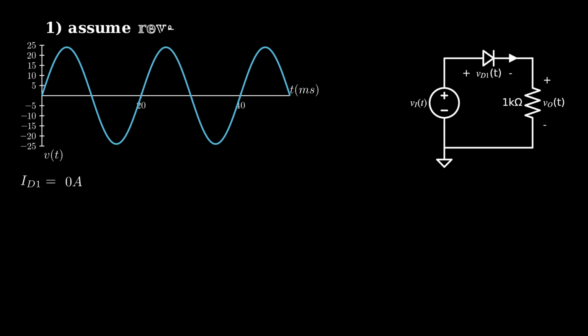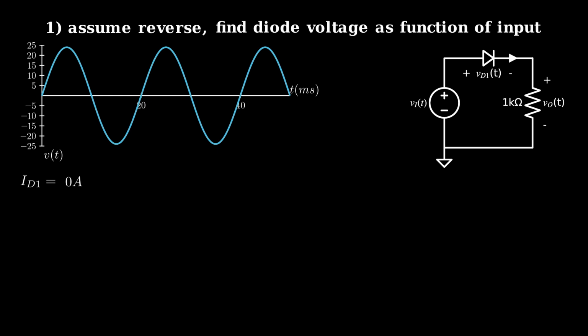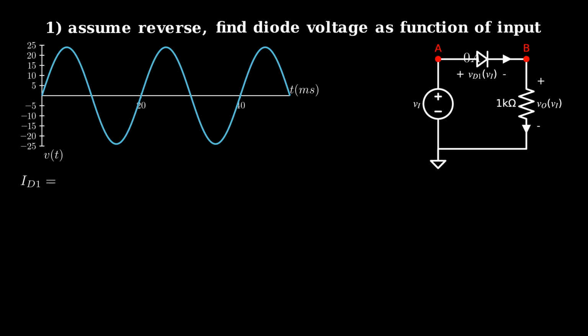First, we will assume the diode is in the reverse region, and find an expression for the diode voltage as a function of the input. I will continue to abuse nodal analysis, as it will scale well to future circuits, including those with transistors. For this circuit, we only need a single KVL and a single KCL. These will give us the node voltages, and we can add a KVL around the diode to solve for the expression we are trying to find.